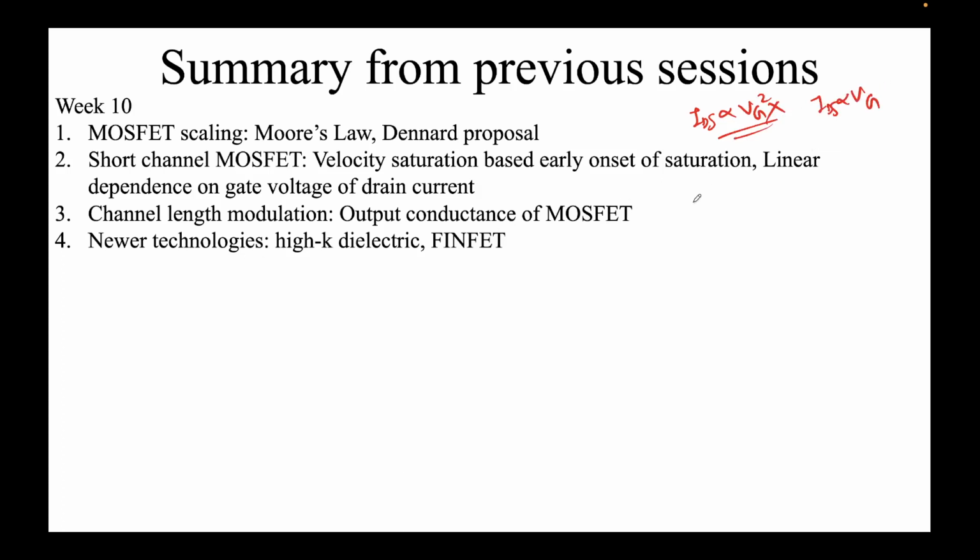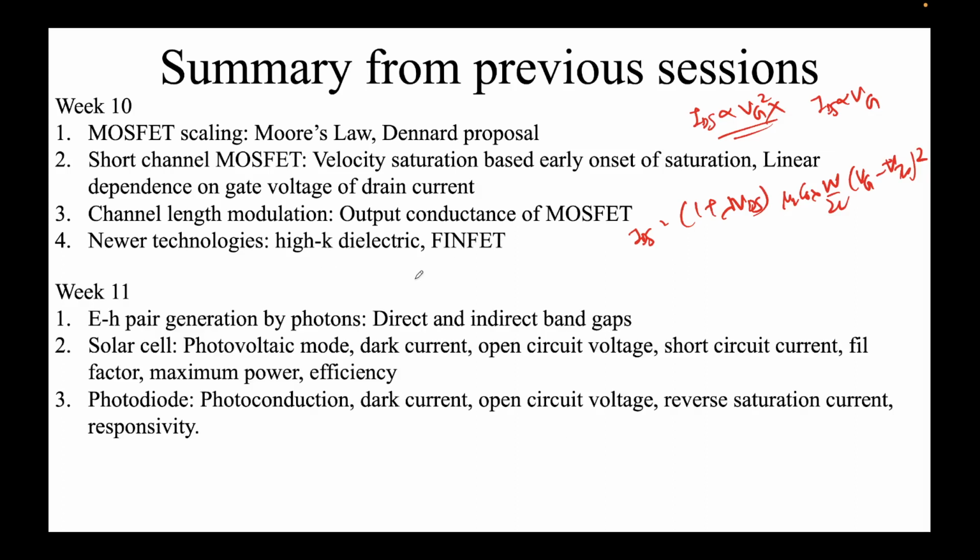And we saw the channel length modulation. So we modified the expression for IDS with this expression, 1 plus lambda VDS. The rest remains the same, mu n Cox W by 2L, Vg minus Vth whole squared. And then we briefly touched upon new technology like high K dielectric to avoid the tunneling through the gate, and the FinFETs to have more control and lesser leakage.